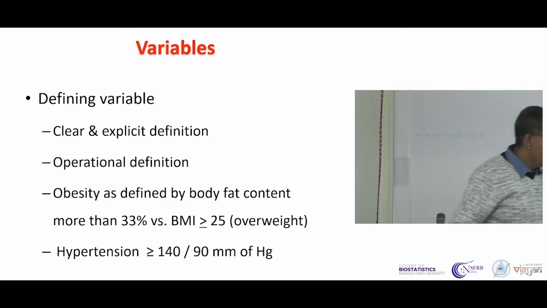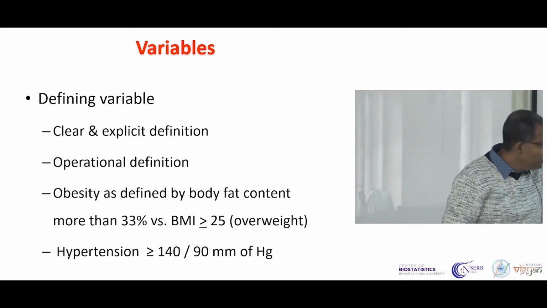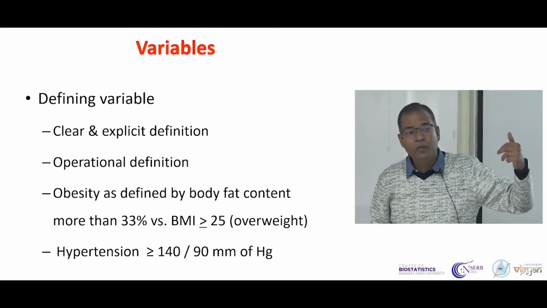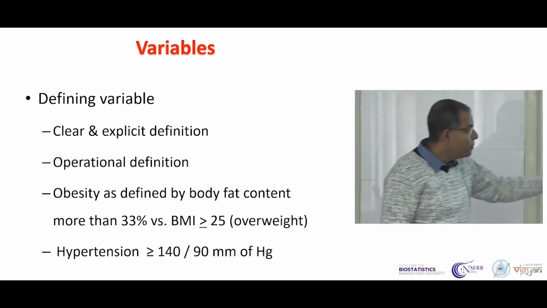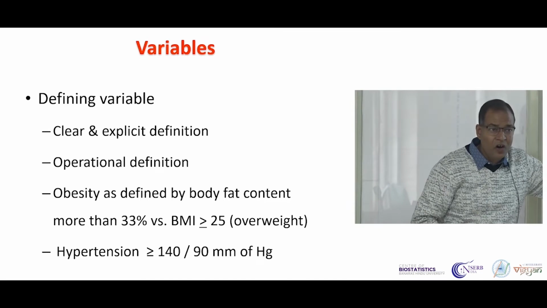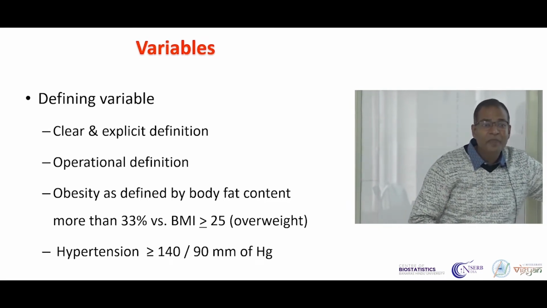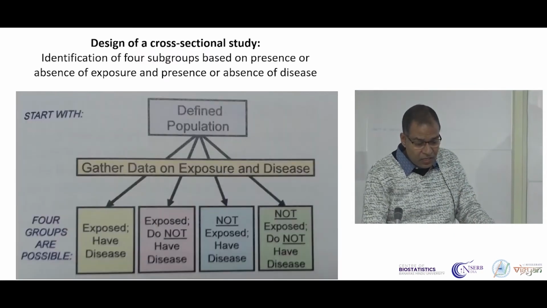If you say that, yes, I am interested to see how many of them are overweight, then you have to specify that we will calculate body mass index, and those having BMI 25 or more will be considered overweight. In that way, you have to specify hypertension: 140 or more, or 90 or more, or any person who is taking an antihypertensive drug will be considered hypertensive.